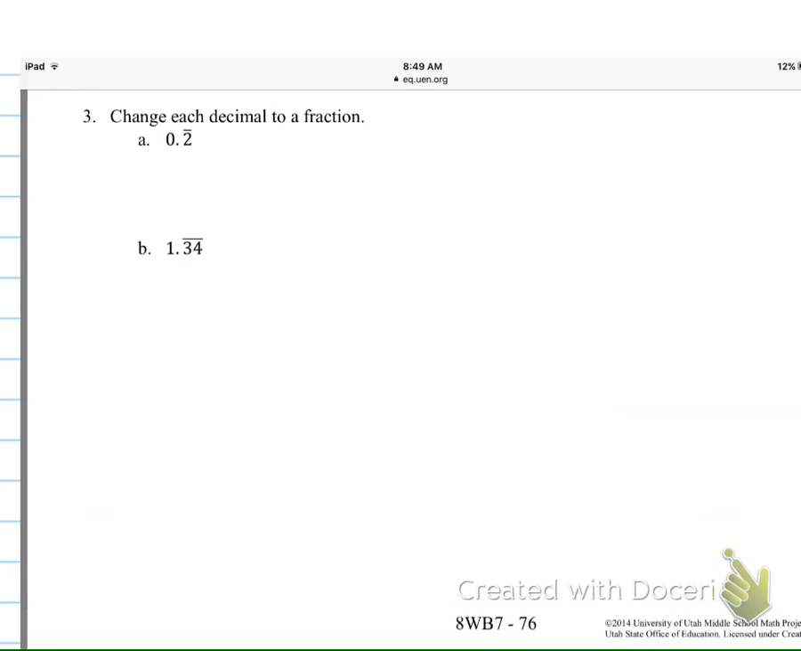Now you're going to be changing these decimals into a fraction. And I'm going to pause again.